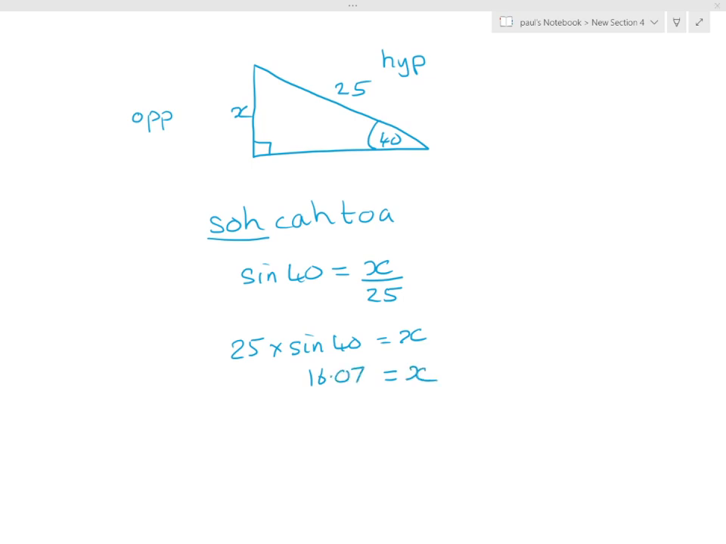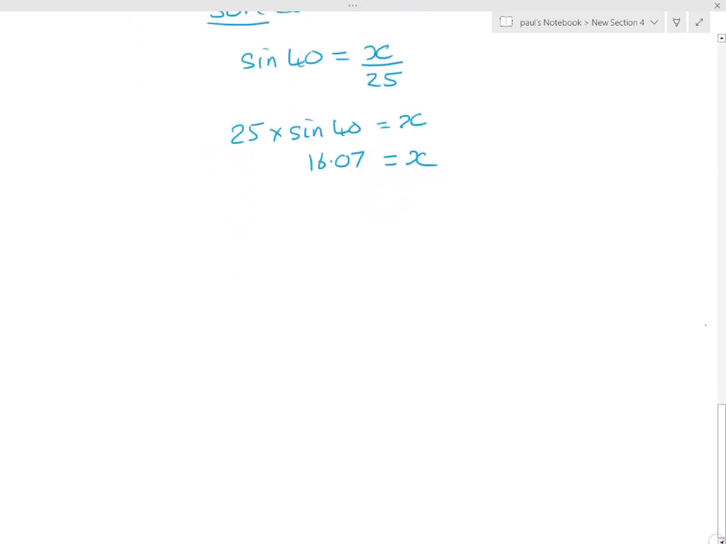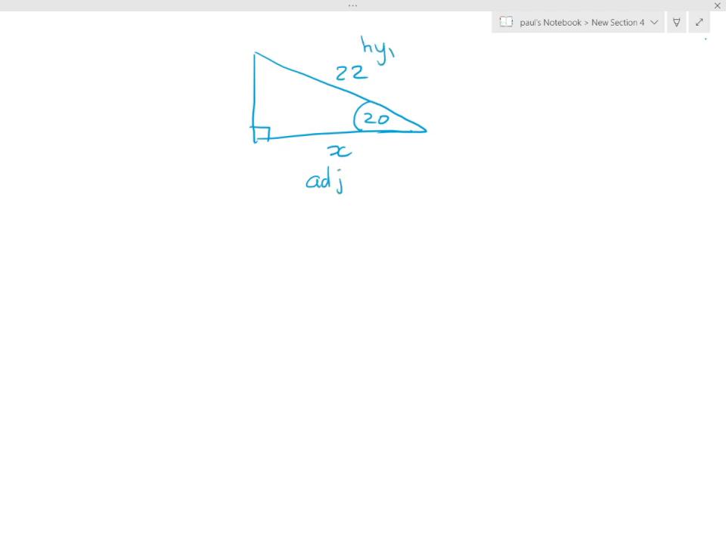Okay, we need more, don't we? Let's have another combination. Use something that doesn't use sine. So there we go. We've got 22, we've got x, and we'll have 20 degrees in there. So from the 20, this is the adjacent and this is the hypotenuse.